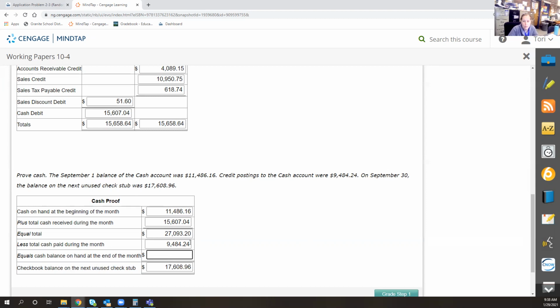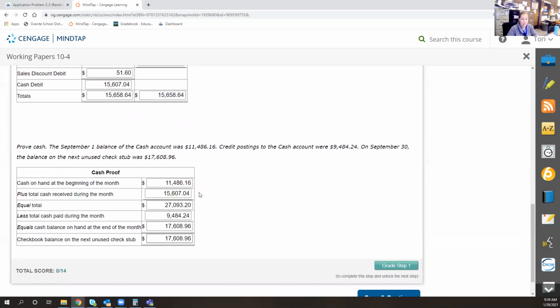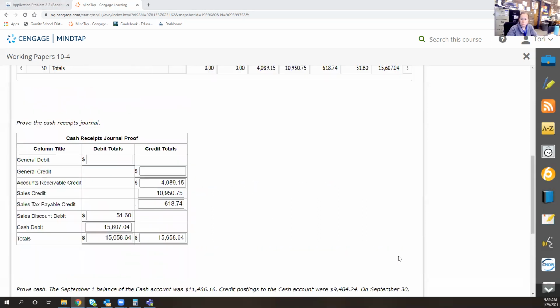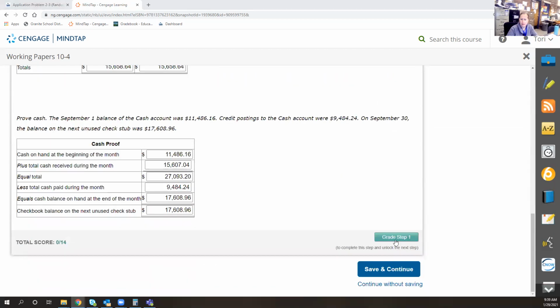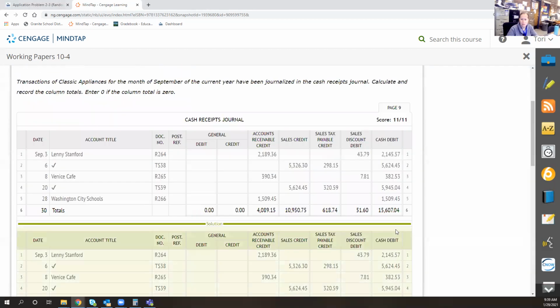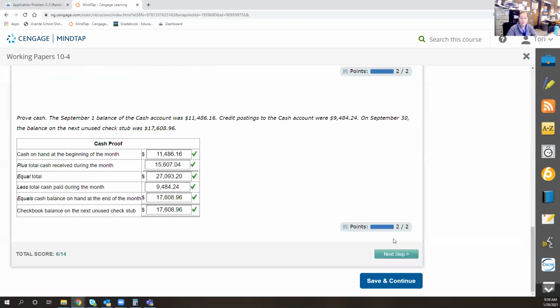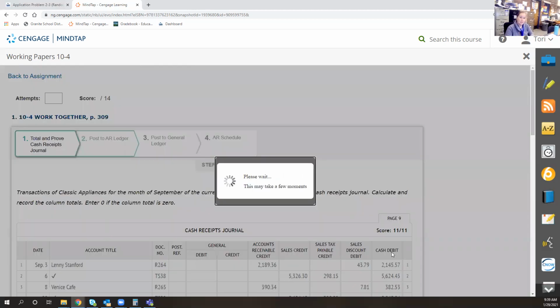Then we should be able to subtract $9,484 from $27,093, and that should prove that we have the right amount of cash. So that's the proving rule. Let's make sure I did I think I got everything. If not, don't hit grade yet. Okay, we got everything. Let's go to the next part.